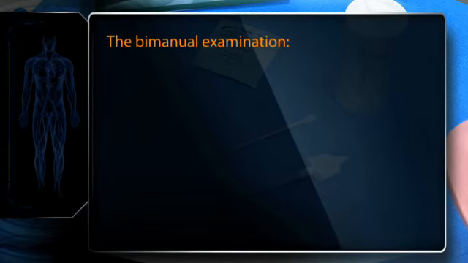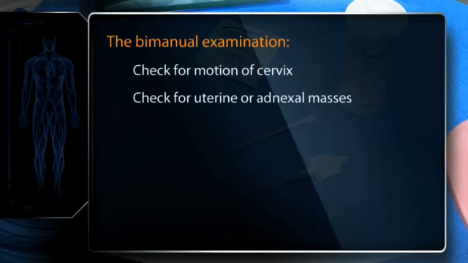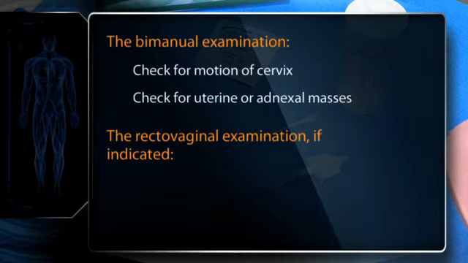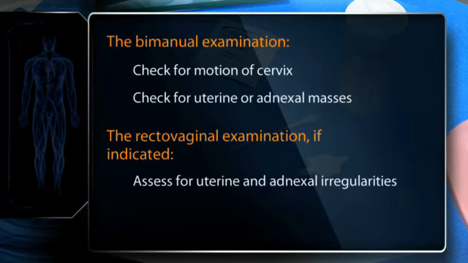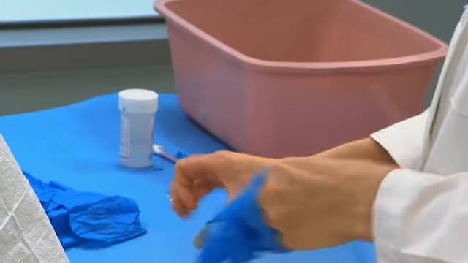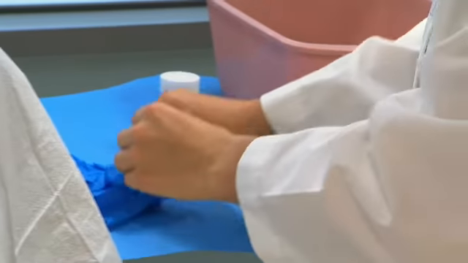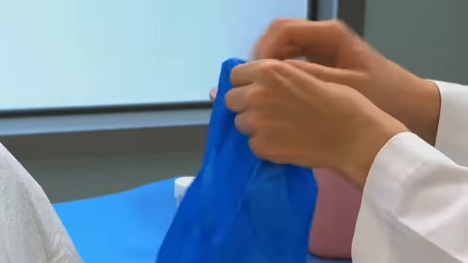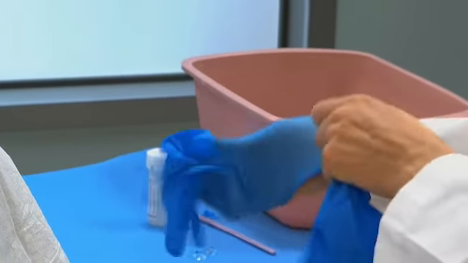Perform the bimanual examination. Check for motion of the cervix and for any uterine or adnexal masses. The ovaries should be nonpalpable. Perform the rectovaginal examination if indicated. Assess for uterine and adnexal irregularities through the anterior rectal wall and check for rectal masses. Change gloves if blood from the bimanual examination is on the examining glove to obtain an accurate stool sample.